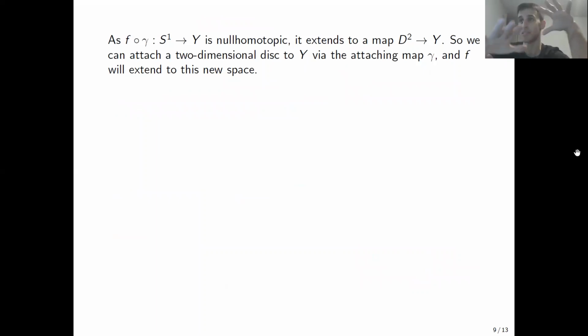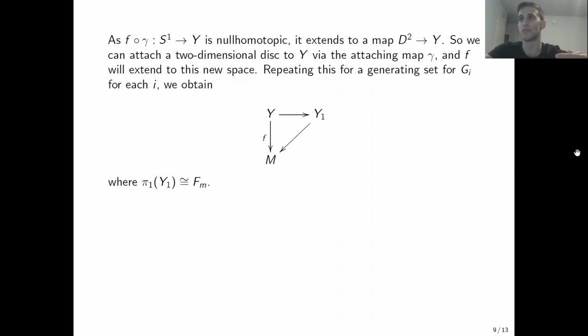In particular, it extends to a disk, the map of the disk. What this tells us is that we can attach a two-dimensional disk to our initial three-manifold Y via the attaching map gamma, and this map f will extend over that attached disk. If we do this for all of the torsion elements, so for a generating set of each of the finite groups G_i, what we obtain is a new space Y_1 where we've just glued on a bunch of two-dimensional disks. And this kills the elements of the fundamental group corresponding to these torsion elements. So what we're left with is just the free part, all the G_i's gone. That tells us that this initial map f that we started with has to factor through this space. This space need not be a manifold. We're just gluing on two-disks, so it's just a topological space.